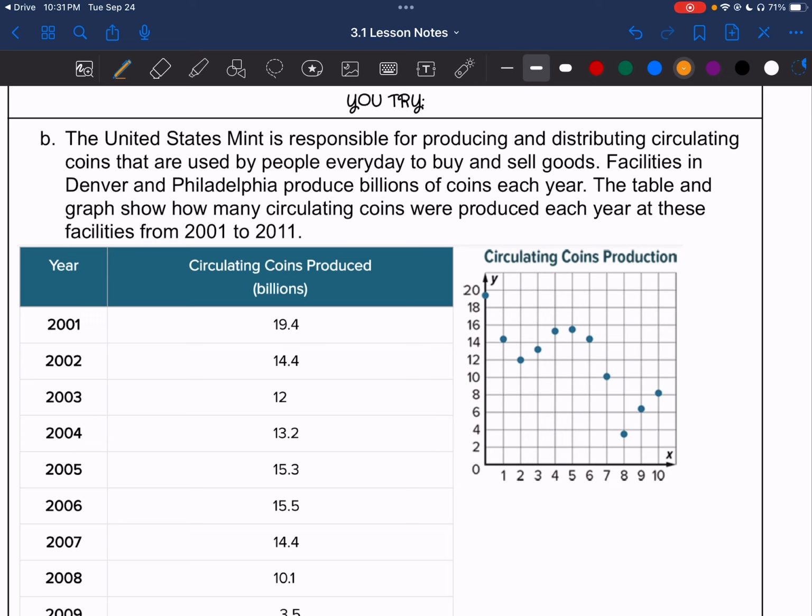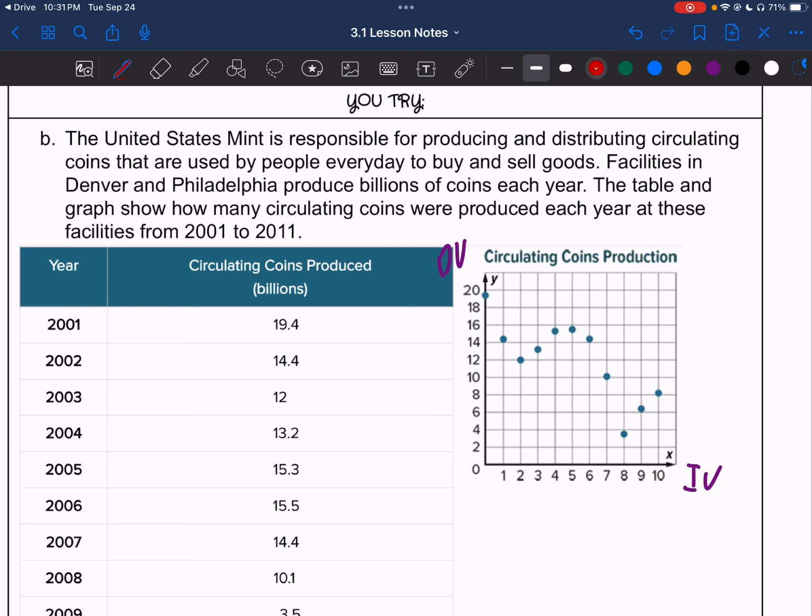You are going to do the same task that we did the last time. Identify independent variable, dependent variable. You're going to tell me what the scales are and what the axes are representing, and then you are going to identify what the origin is. We could also talk about what independent and dependent variables are. Independent variable is the amount of time. Dependent variable is the amount of coins. So what year it is tells us how many coins were produced.